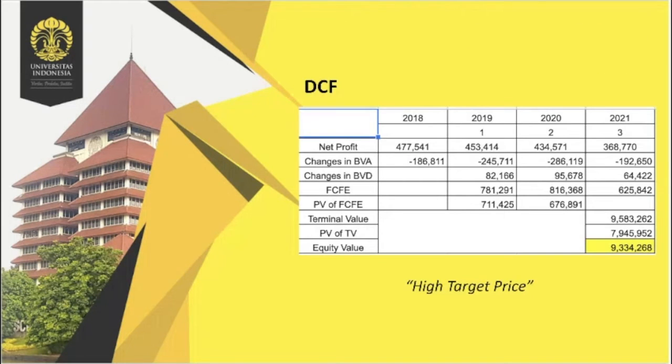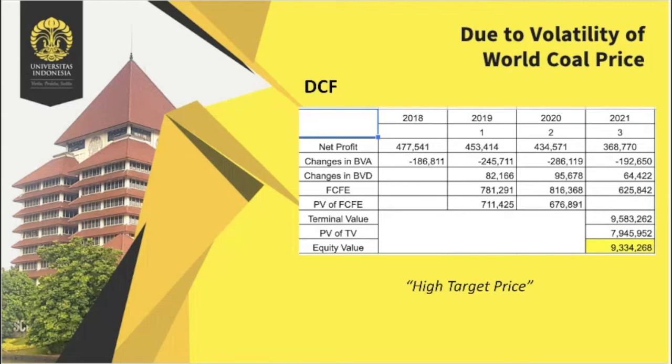Now let's move on to the discounted cash flow method. A high target price is the result from calculation with the discounted cash flow method. With this method, our target price becomes way too high compared with the DDM method, which is around 9,000 rupiah. From our analysis, this happened because the volatility of world coal price affects ADARO's selling price of coal, which in this case will affect its cash flow statement.